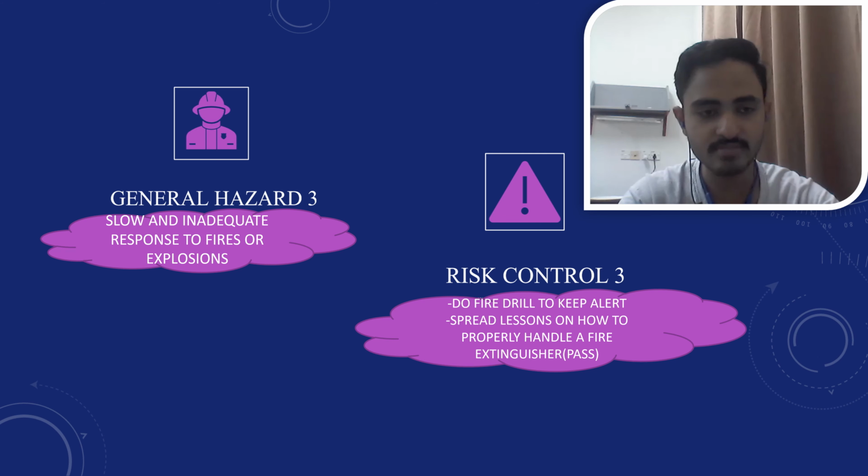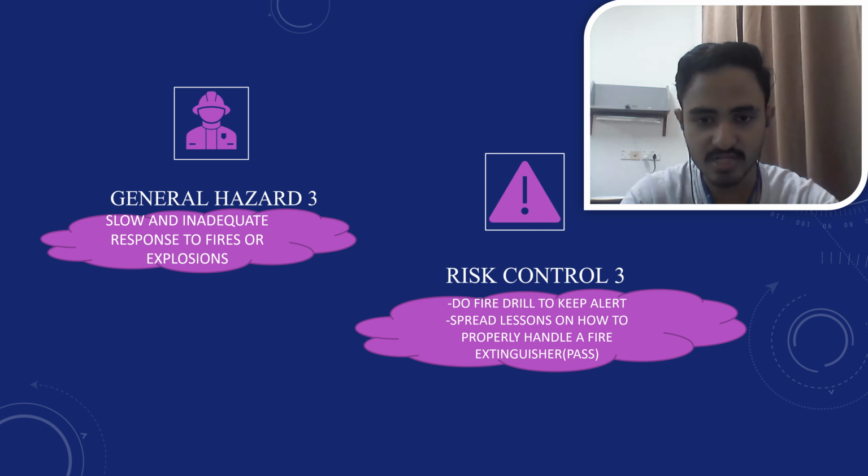Moreover, here comes our third general hazard. This is the most important and underrated hazard: slow and inadequate response to fires or explosions. This is the most underrated hazard, which might be taken carelessly. Because of this, a major incident could happen.